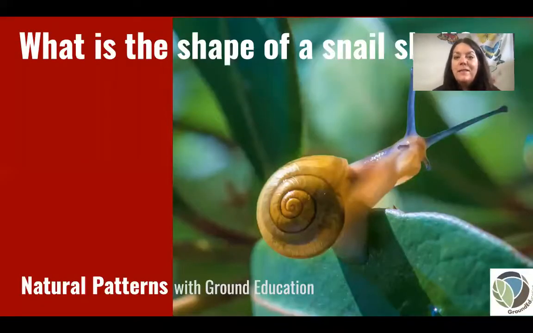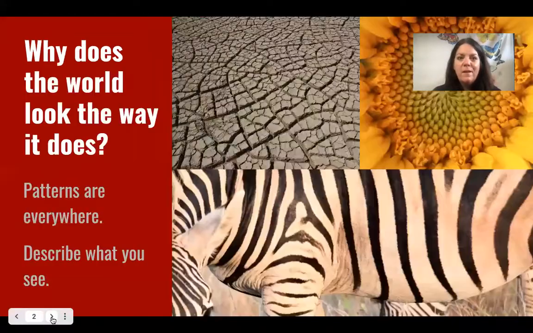Okay, what is the shape of a snail shell? Have you ever looked at a snail before? Seen the neat pattern on its shell? It's a spiral. Wow, did you ever know that? So many great things happening in nature right before our eyes, and most times we probably don't even know they are there. Okay, in this picture, we see three different patterns.